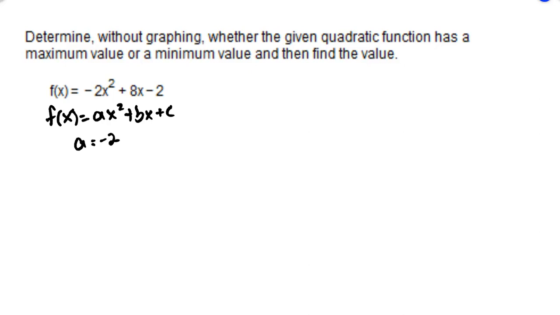And this value of a is going to tell us the orientation of the parabola. We have a value of a that is negative, or less than 0, and that means that our parabola will be oriented down. And when a parabola is oriented down, that creates a maximum value at the vertex.